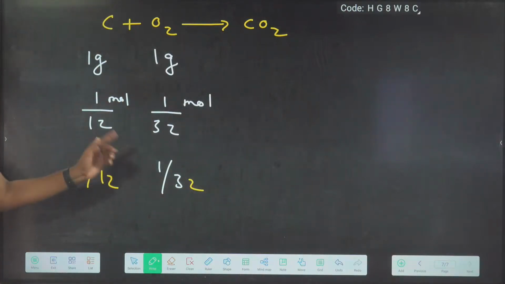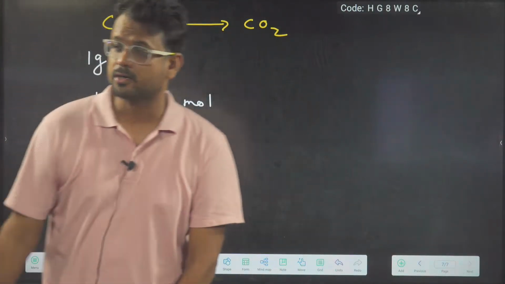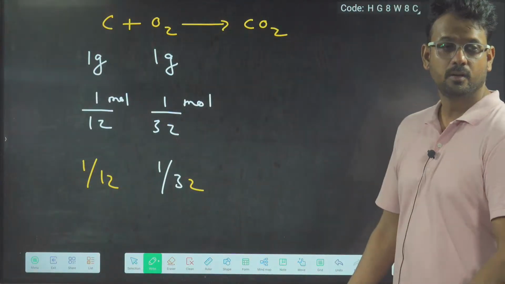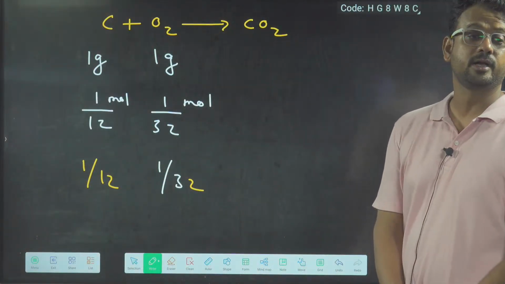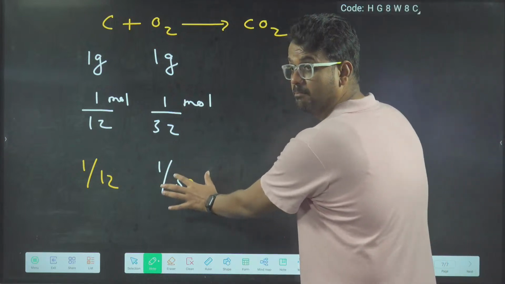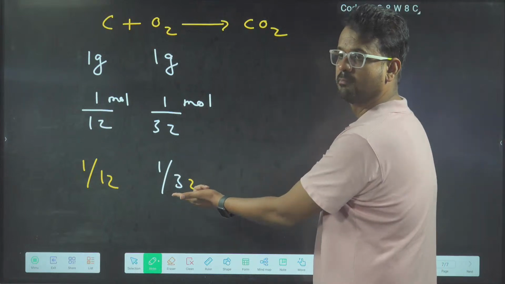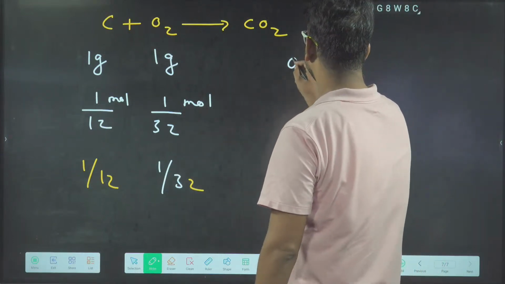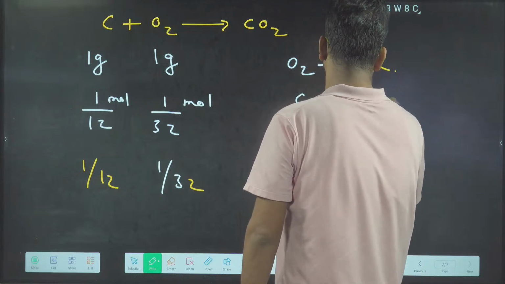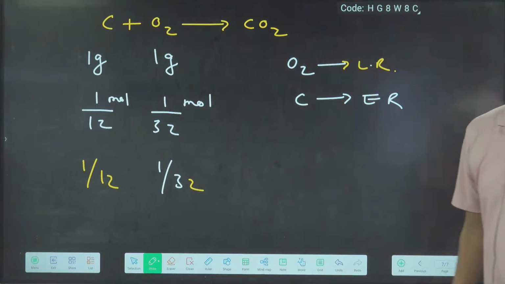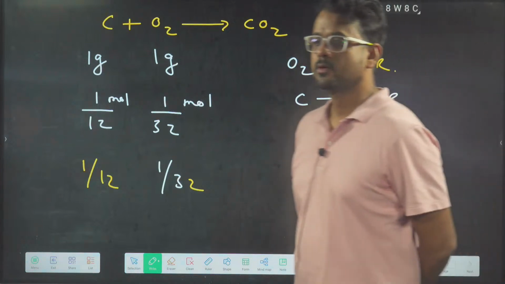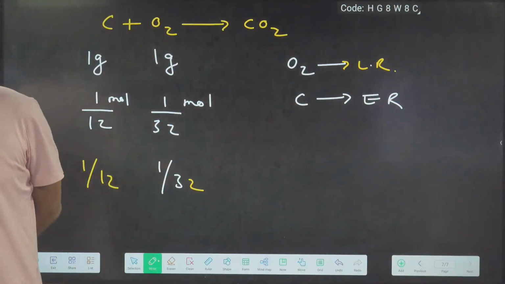So from 1 by 12 and 1 by 32, who is smaller? I hope you know that the one with the bigger denominator will be the smaller number. So therefore O2 is limiting and carbon is excess. O2 limiting, carbon excess is your answer.